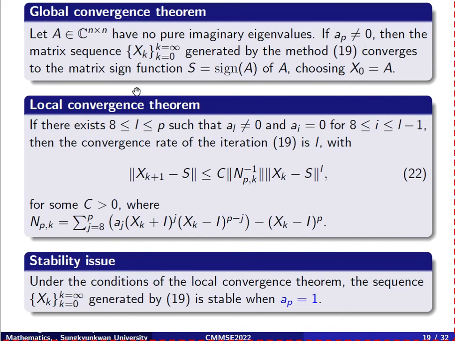Here's the local convergence theorem. If there exists l satisfying this condition and a_i equals 0, then the convergence rate of our iteration is l. And here is the stability issue. Under the conditions of the local convergence theorem, the sequence generated by (19) is asymptotically stable, numerically stable when the leading coefficient equals 1. That's our finding.